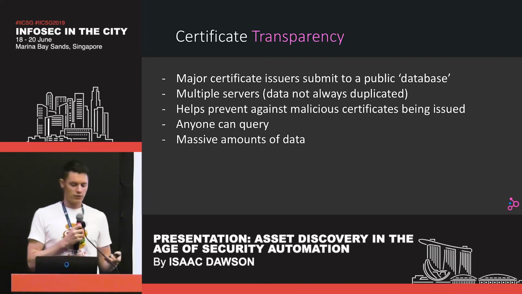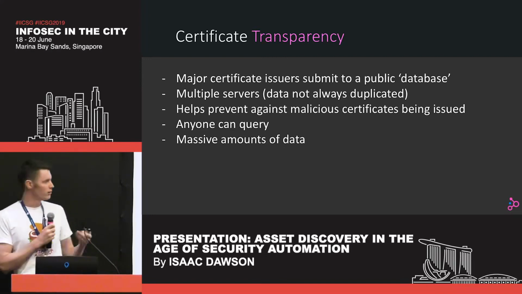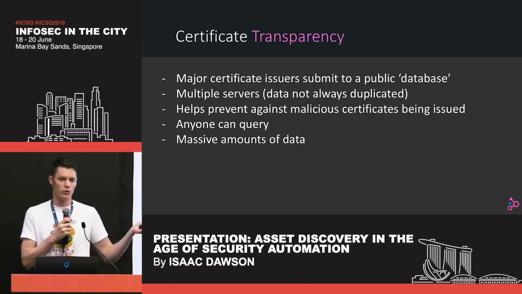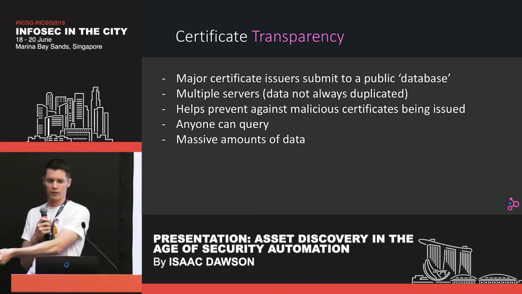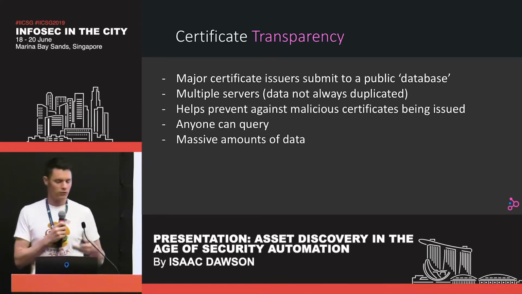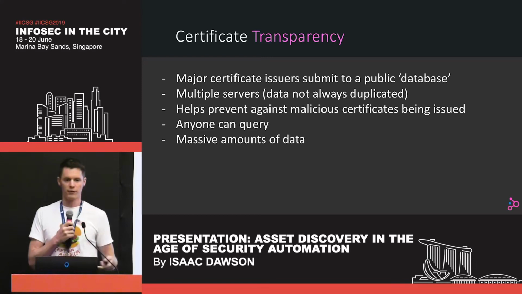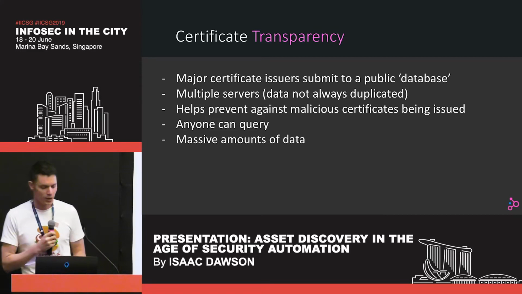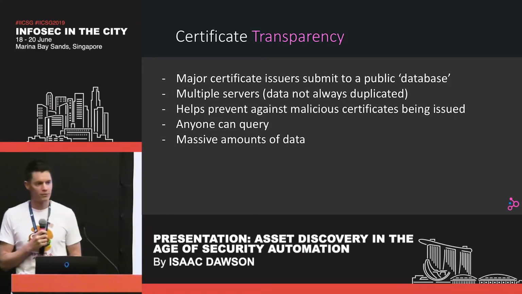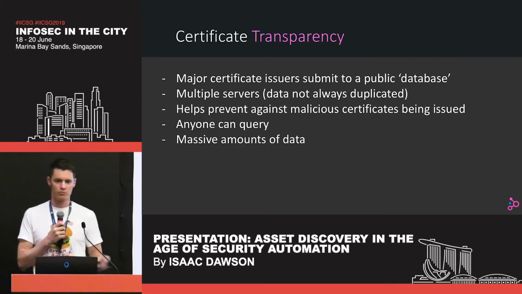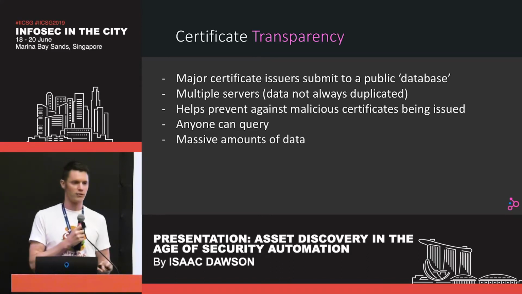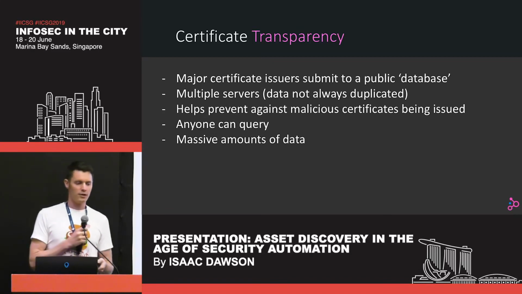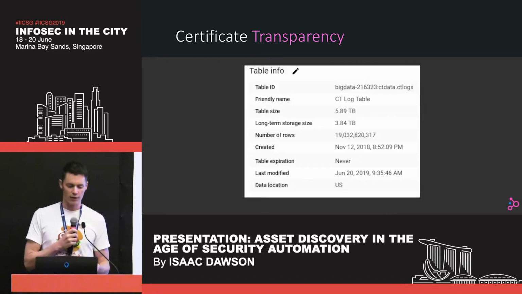The reason certificate transparency exists is to help organizations monitor to make sure that no one is, say, trying to issue a google.com certificate from, let's say, Singapore. So it's a way of monitoring the certificate system, the PKI system, to make sure that bad things are not happening. The benefit is that anyone can query this. These servers are open to the internet. If you have a certificate transparency client, you can just go ahead and query it and pull out information. And there is a massive amount of data.